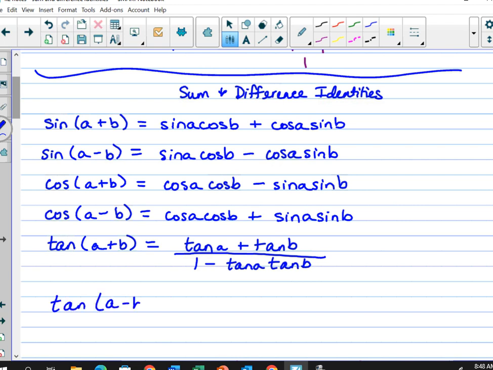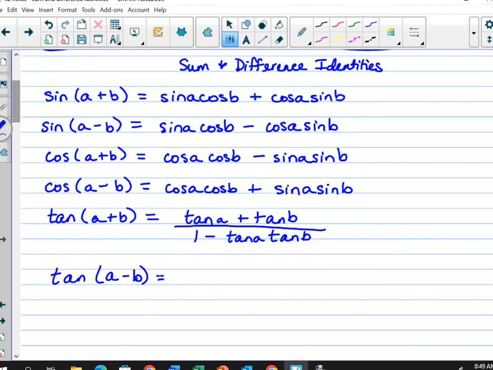All right, what do you think it's going to be for A minus B with tangent? If there were one plus. Okay, what about the numerator? Yep, tangent A minus tangent B.